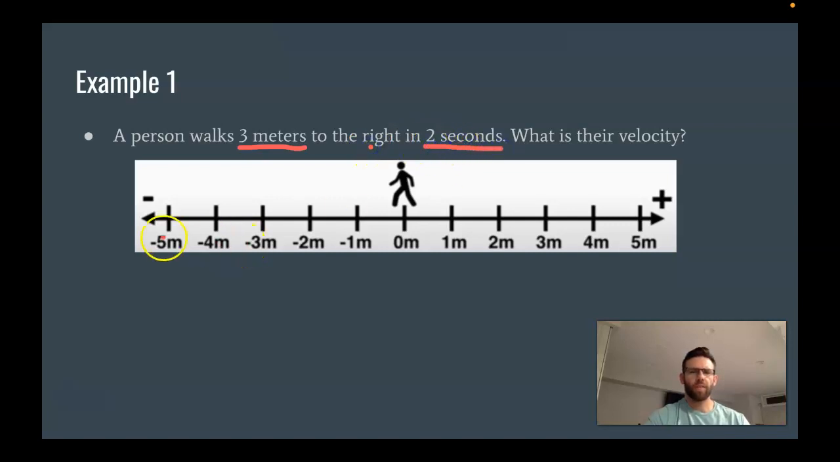That means I know my displacement. Remember, we write displacement as a triangle with an x, which means change in position, and that's going to be 3. And then I know that my time is 2 seconds. Sometimes we might even say that our change in time is 2 seconds. How much time has passed? So we will also put a triangle to represent the change in time. How much has the time changed? In this case, it's 2 seconds.